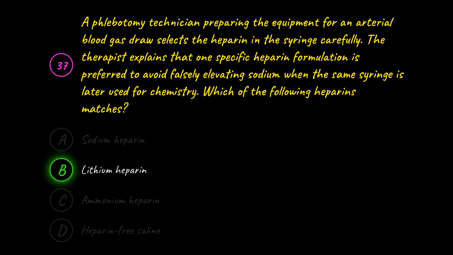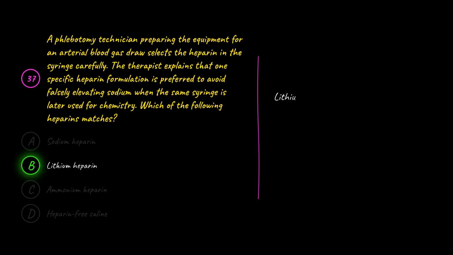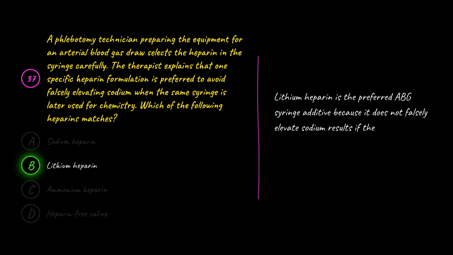The correct answer is B. Lithium heparin. B is correct because lithium heparin is the preferred ABG syringe additive because it does not falsely elevate sodium results if the same specimen is later run for chemistry. The lithium is small enough not to interfere with most chemistry assays.